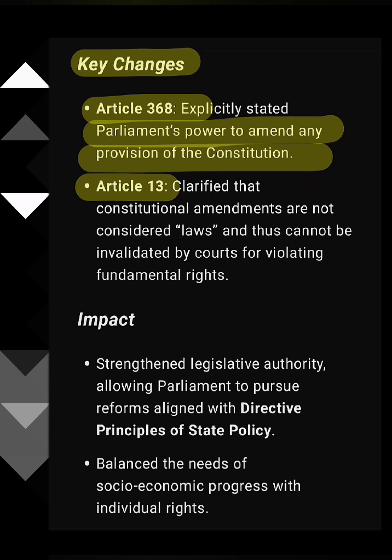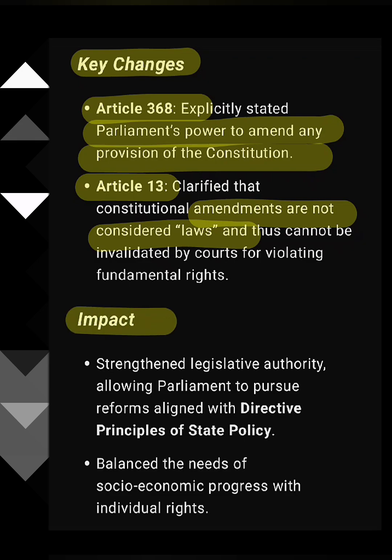So this amendment also amended this particular article and stated that amendments are not laws. If amendments are not laws, the judiciary has no power to review amendments because it has the power to review laws. And if amendments are not laws, they cannot be reviewed by the judiciary. So this amendment also curtailed the power of judicial review of the courts.